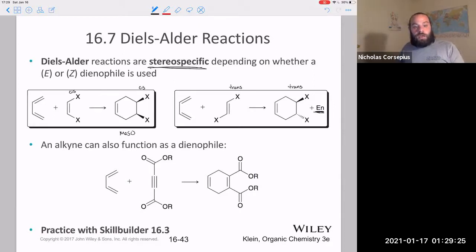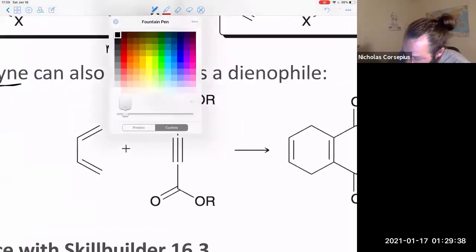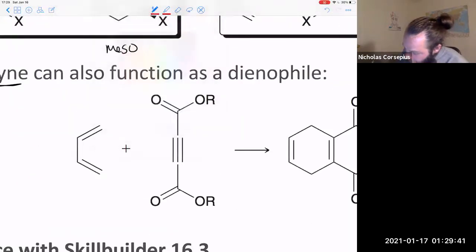Okay. Last thing is that alkynes, all we said at this point, all we need for our dienophiles is that they have a pi bond. So alkynes can also be dienophiles. And then let's go ahead and draw our reaction mechanism.